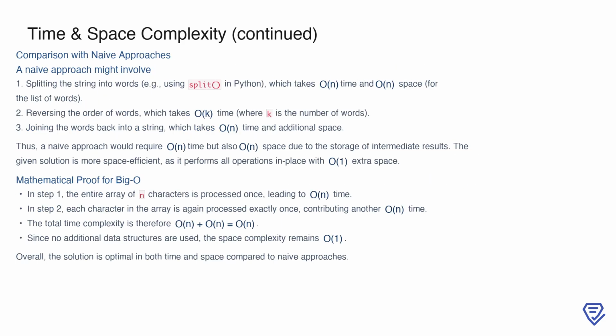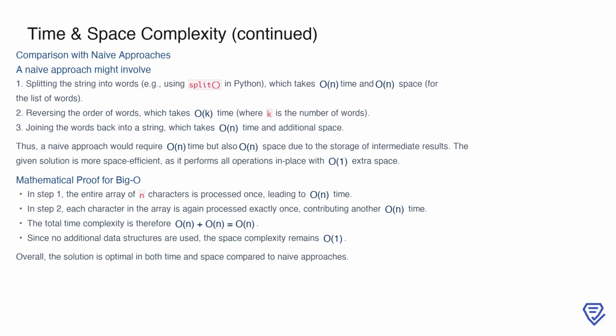When comparing this solution to a naive approach, the benefits of in-place processing become clear. A naive solution might involve splitting the string into words using a method like Python split, which takes O(n) time, while also requiring O(n) space to store the resulting list of words. Reversing the order of words would then take O(k) time, where k is the number of words, followed by joining the words back into a single string, which takes O(n) time and additional space.